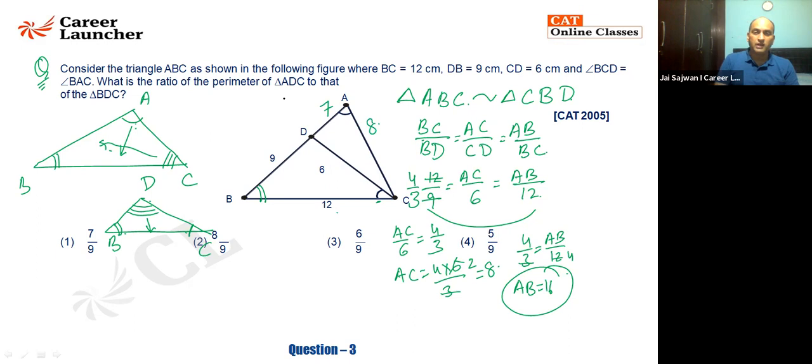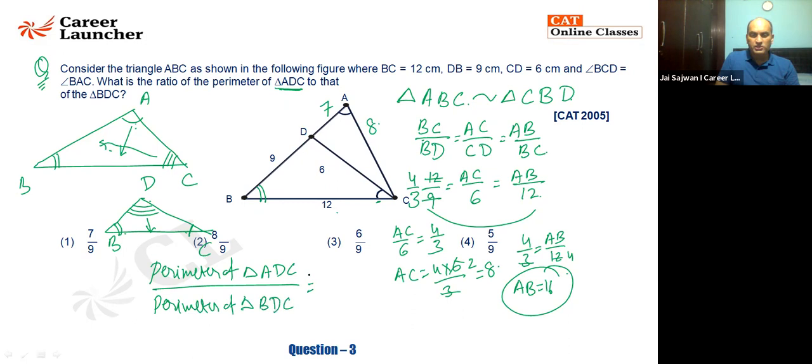Now in the question it is asked, what is the ratio of the perimeter of triangle ADC? Look at ADC. It is the perimeter, not area, my dear. The perimeter of triangle ADC is to perimeter of triangle BDC. So how much is ADC? I'll say 7 plus 6 plus 8. What about BDC? That comes out to be 9 plus 6 plus 12. So it comes out to be 21 and this is 27.